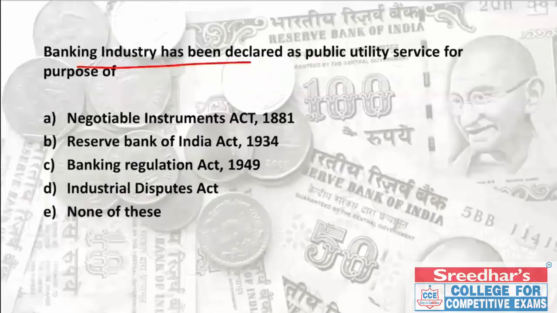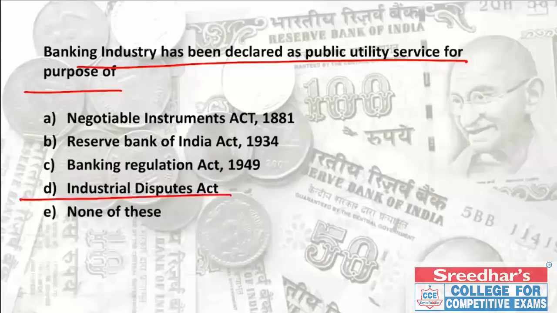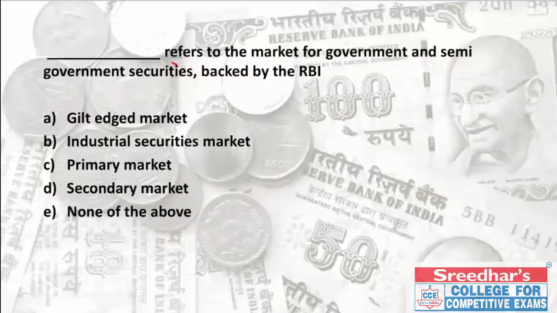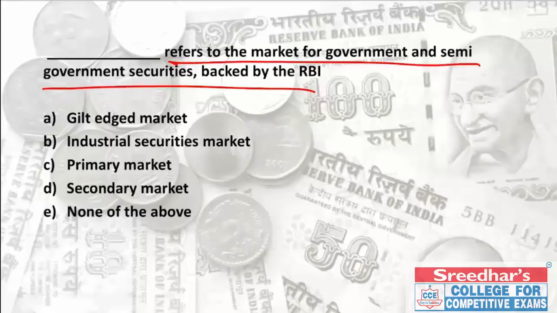Banking industry has been declared as public utility service for the purpose of? Under the Industrial Disputes Act, banking industry has been declared as public utility service. Which refers to the market for government and semi-government securities backed by the RBI? So what is the market called where the government and semi-government securities backed by RBI are traded? Gilt-edged market. It is called the gilt-edged market.